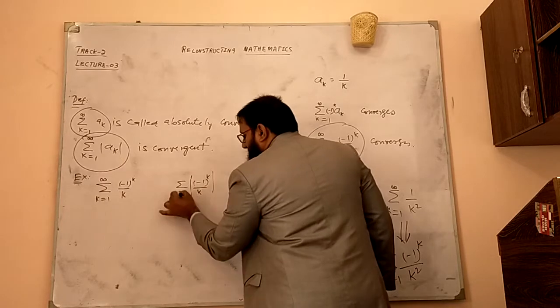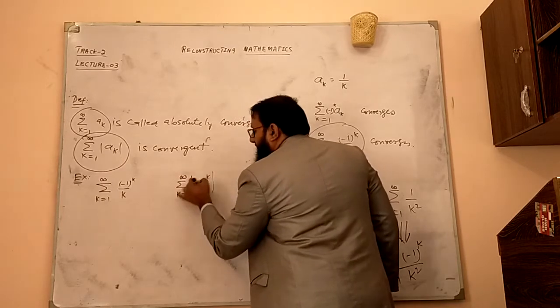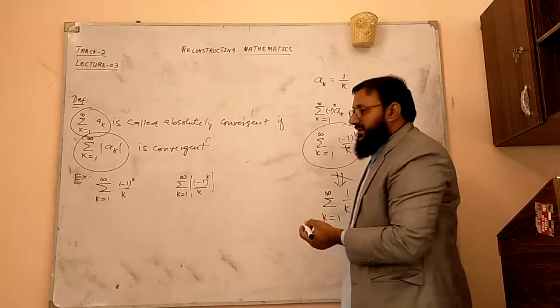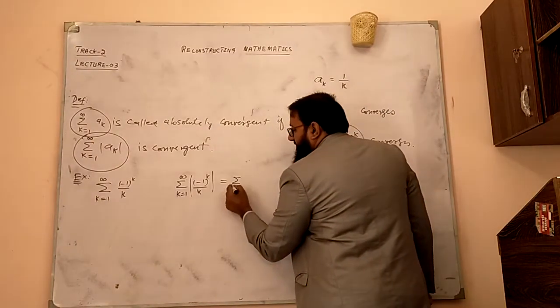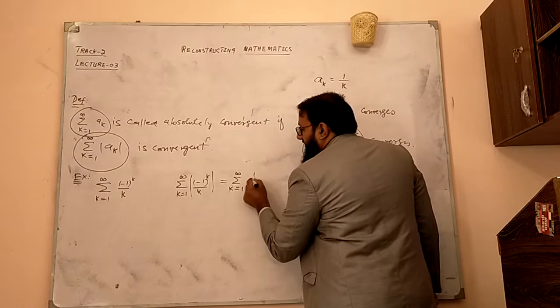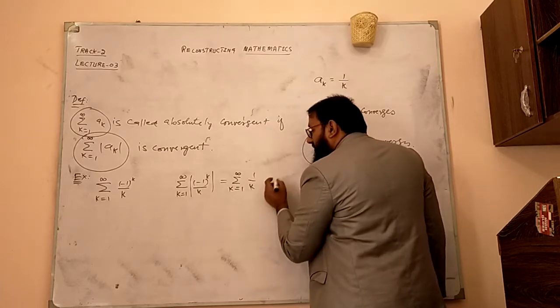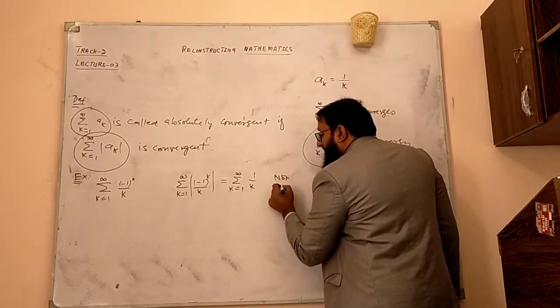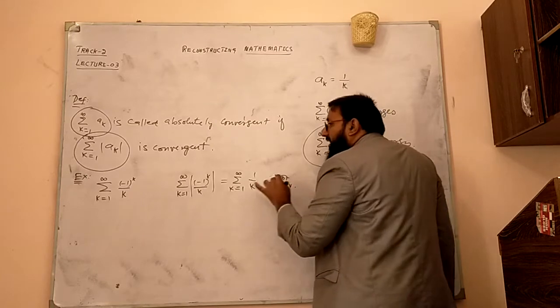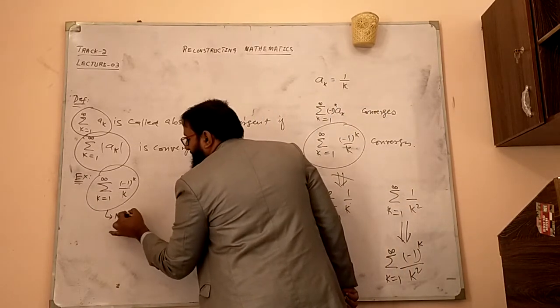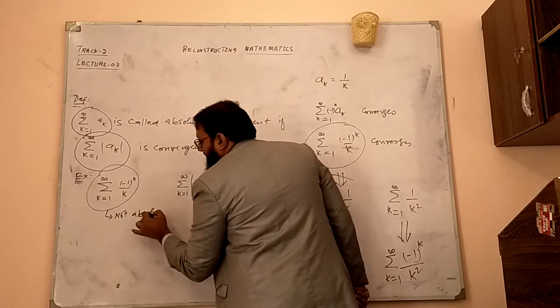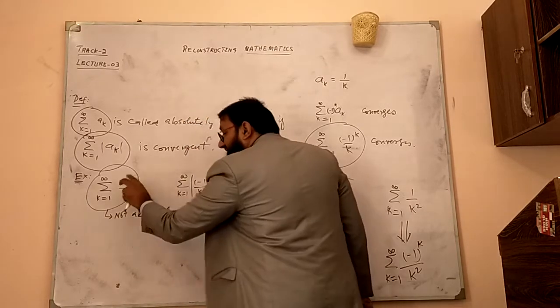It means you take the absolute value and simply ignore the minus 1 to the k, because minus 1 to the k gives you positive and negative, so you have 1 over k. Does this converge? No, this is not convergent. So we call this original series not absolutely convergent.